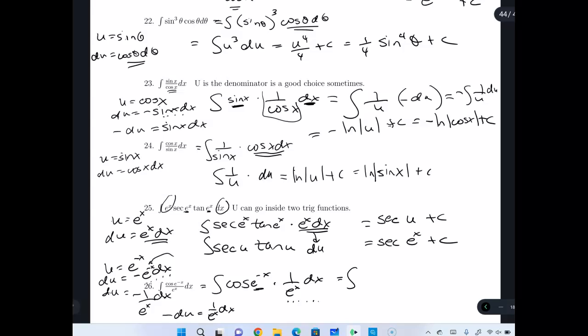So let's do it. So I get cosine of u, and then a negative du. So take the time to pull the negative outside. The antiderivative of cosine is just sine. And then put the negative, or put the e to the negative x back in. And there we are.